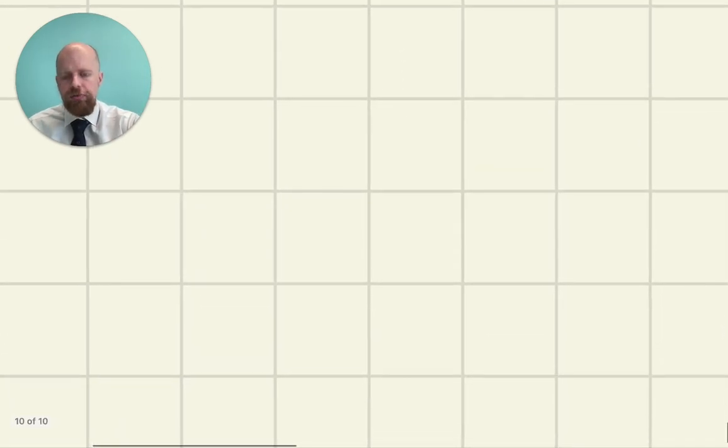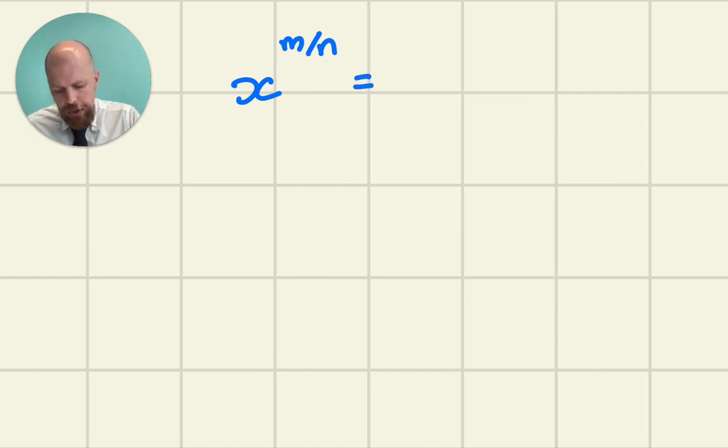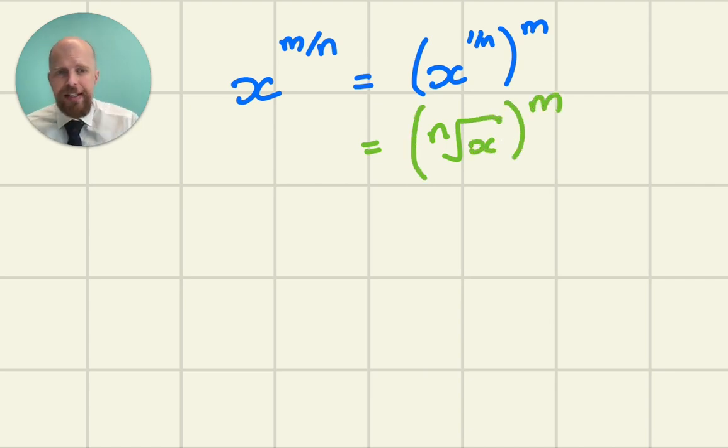But what if you're raising to the power 3 over 2 or 5 over 3? Well, in this case, when we're doing x to the power m over n, if we remember the law with brackets, you can write this as x to the 1 over n, m times, because don't forget you multiply the brackets together. So that means you do the nth root of x and then you raise it to the power m. Whilst this looks quite confusing, it's actually fairly simple.